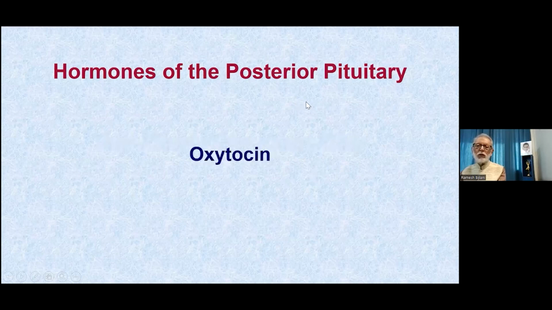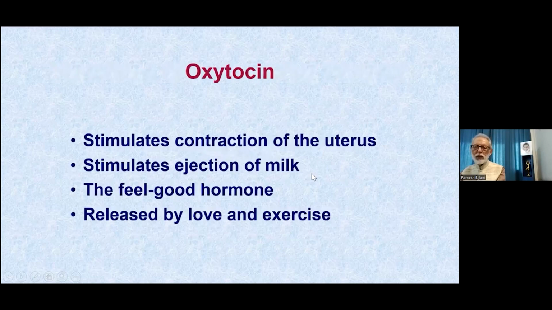The second hormone of the posterior pituitary is oxytocin. And this again many of you may know as the love hormone now. What are the actions of oxytocin in the body? One is it stimulates the contraction of the uterus, and therefore it helps in the delivery of the baby.